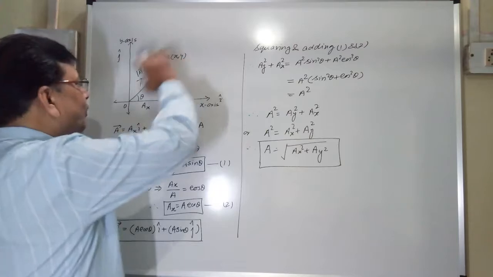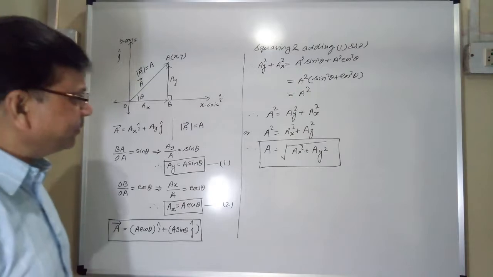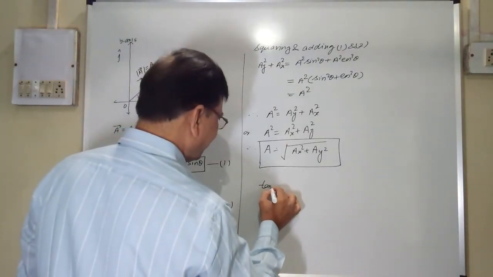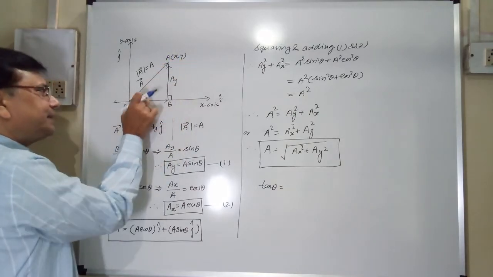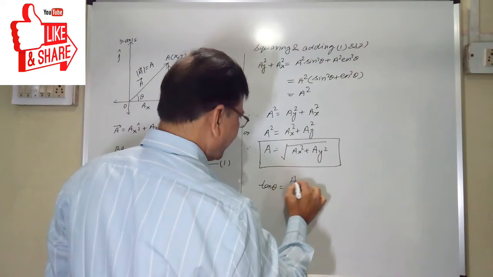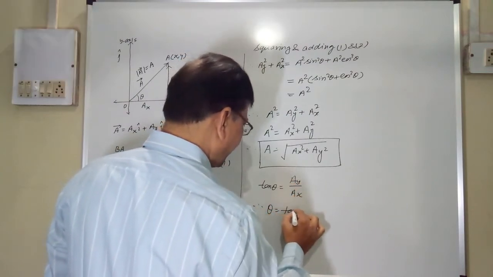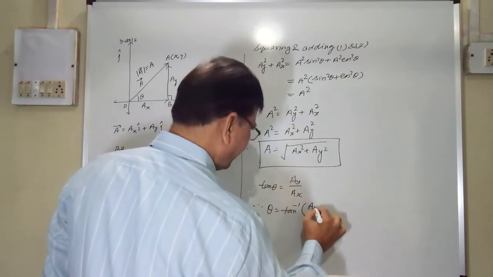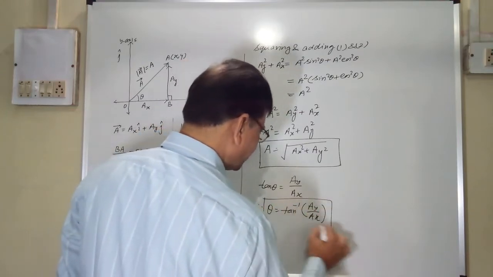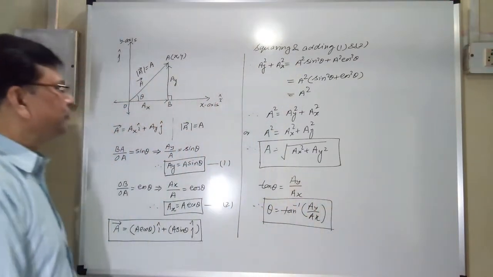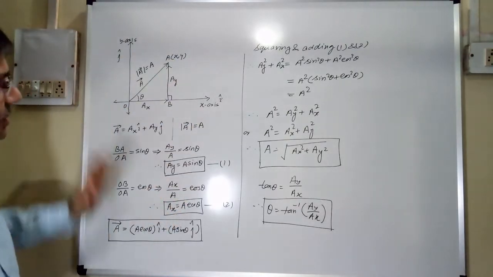Second, the direction we want. Direction means this angle theta. If I find theta, the direction will also be known. So tan theta is equal to what? These components are known, so this upon this is tan theta, that is equal to AY upon AX. Therefore, theta is equal to tan inverse AY upon AX. So this is the direction of the position vector. If components are known, we can find the direction as well.